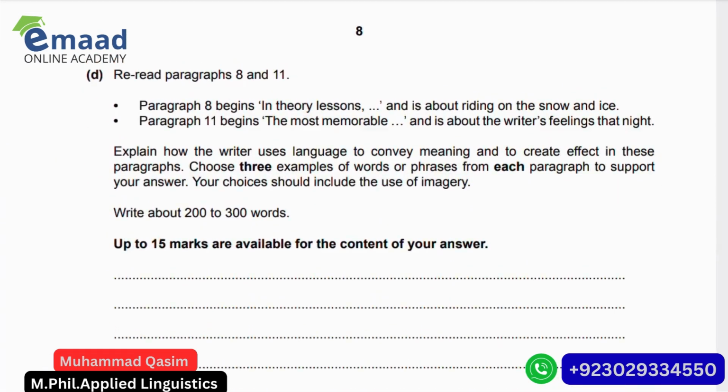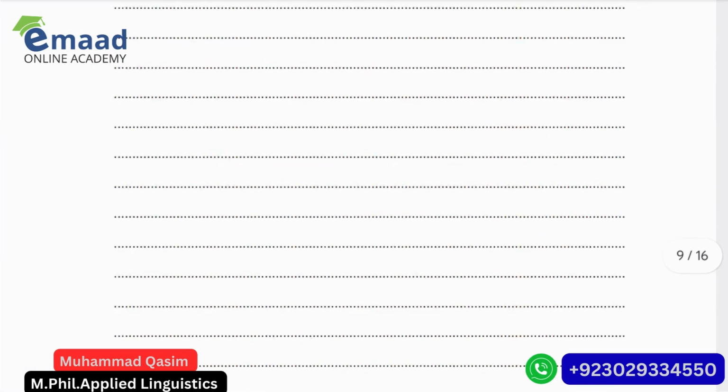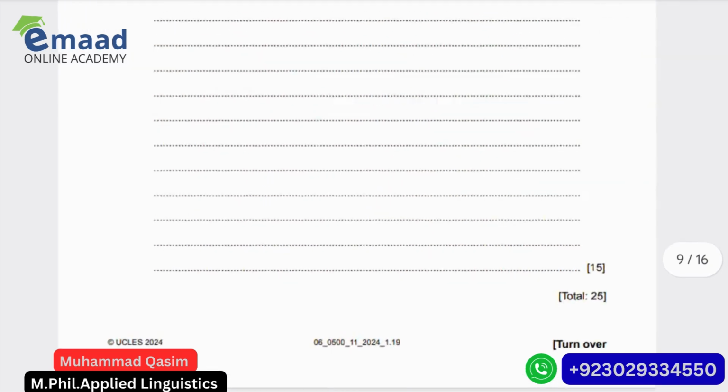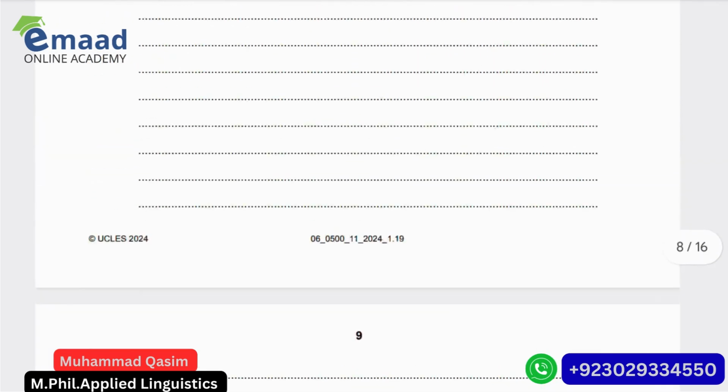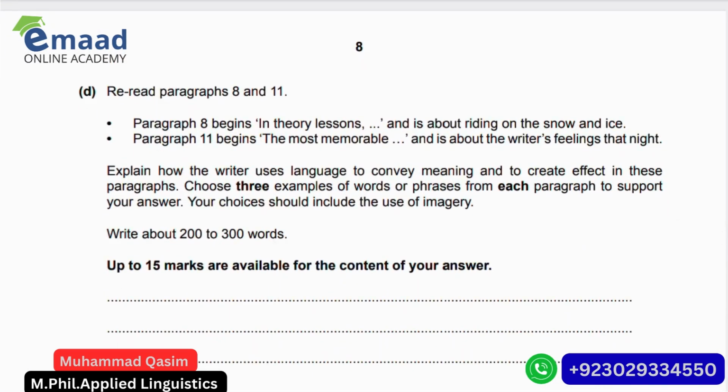Here, in this long answer question, you have to write continuous writing for 15 marks to end this question 2 section. Again, this is based on language use, the writer's use of language. But in this case, they have not given you certain words to begin with. They have left it up to you.